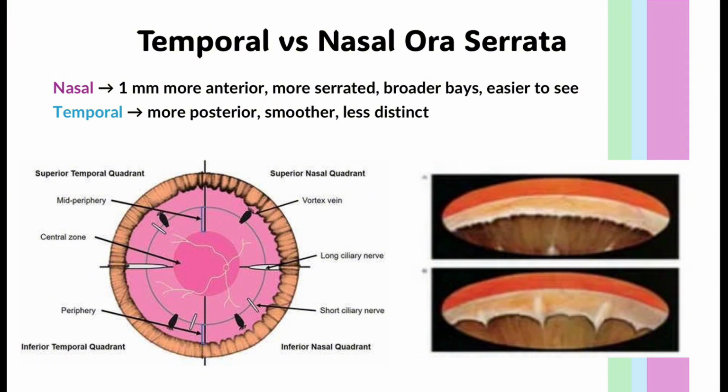Now, there is an interesting point that I want to mention. There is a bit of asymmetry between the nasal and temporal portions of the ora serrata. The nasal ora lies about 1 millimeter closer to the limbus and appears more serrated and has broader bays than the temporal ora, which makes it easier to identify clinically. On the other hand, the temporal ora is more posterior and it appears smoother and less distinct.